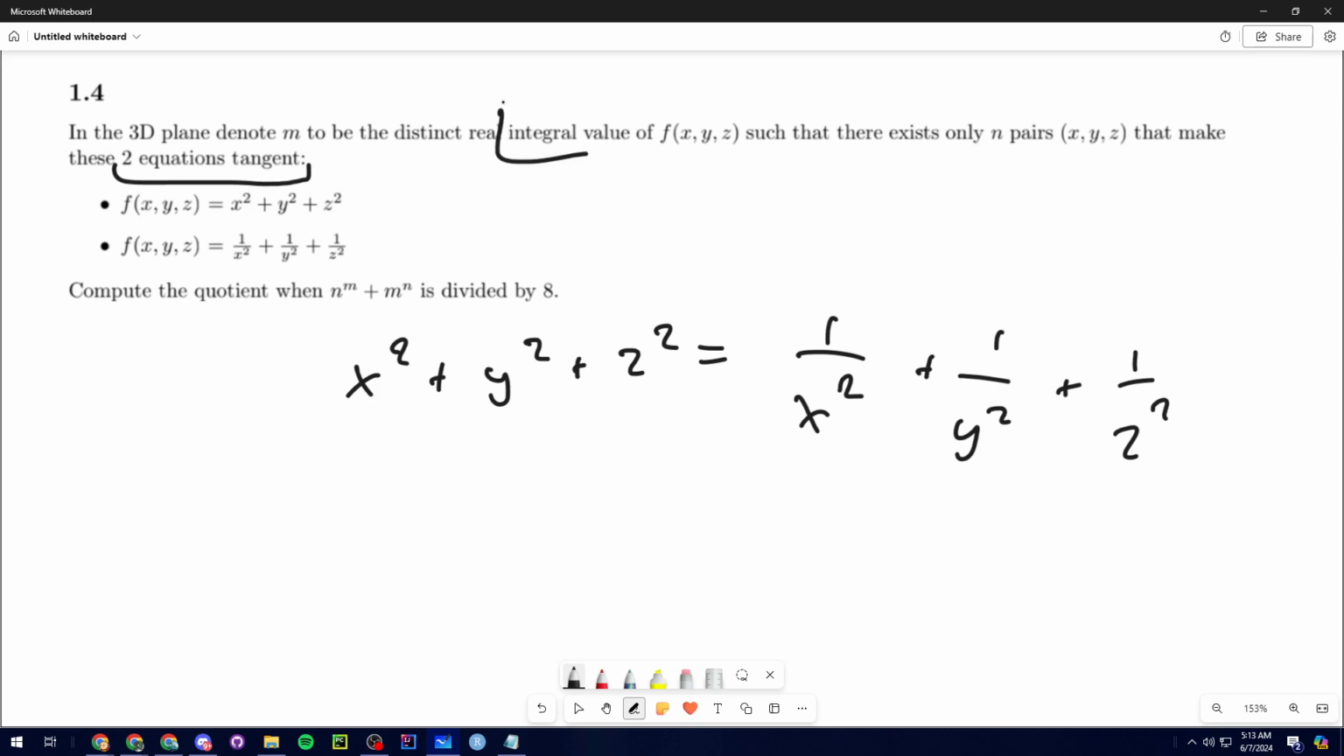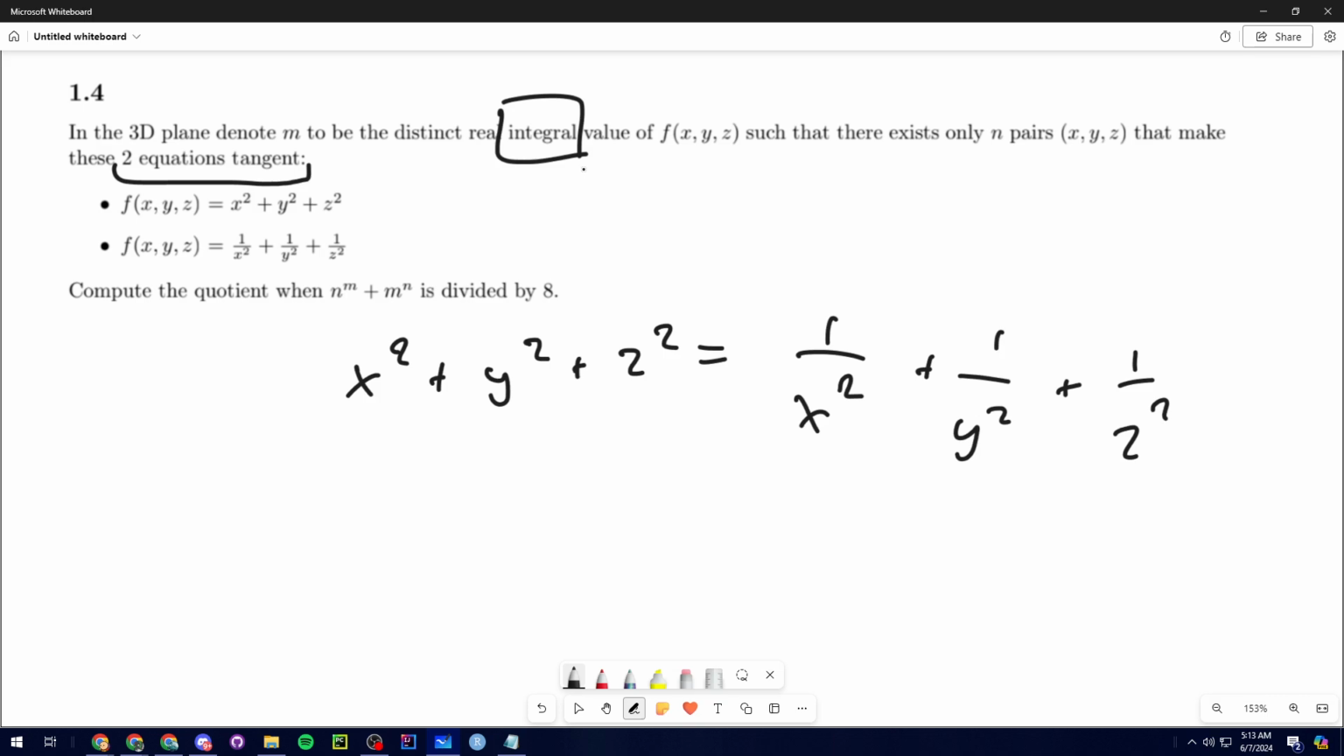The hint is real integral value. This is important because integral just means integer. So both of these have to be an integer, and for it to be an integer, you have to plug in an integer, meaning that x, y, and z, the pair, has to just be all integers. Now, what can I do?